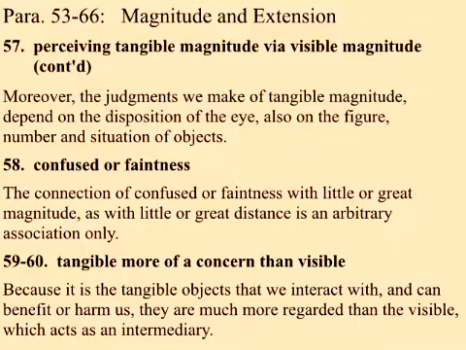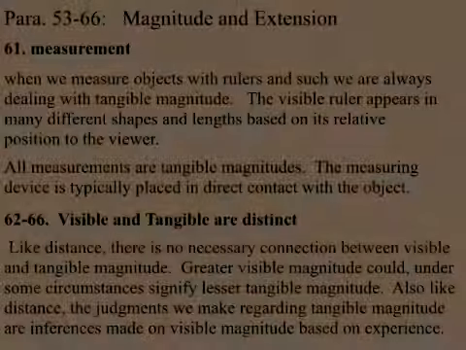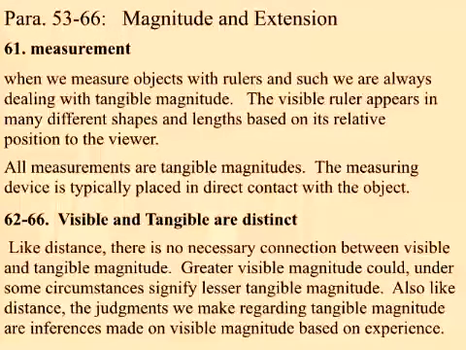And then he repeats really 59 through 60 that basically the tangible objects that we interact with and that can benefit and harm us are far more highly regarded than this visible magnitude, which acts as an intermediary. And so in paragraph 61, in regards to measurement, which is the standard by which we're going to be ultimately judging a tangible magnitude, when we measure objects with rulers and such, we are always dealing with the tangible magnitude.